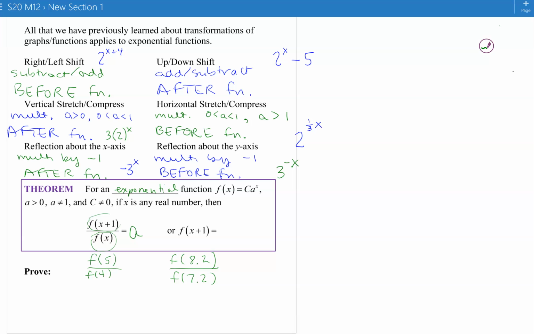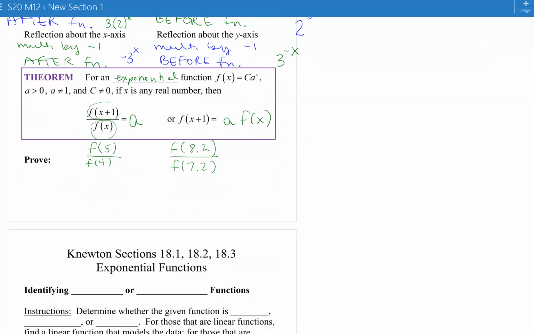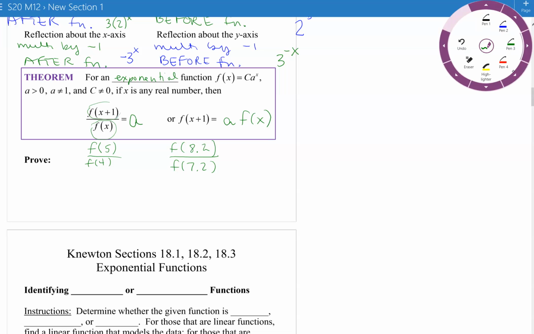So another way of writing this is to say if you take a and multiply it by the value of your function now, you will get the value of the function at the x that's one higher. So what it's saying is to get from one value to the next, if you were a sequence, for instance, this would be like a geometric sequence where you're multiplying to get to the next guy.